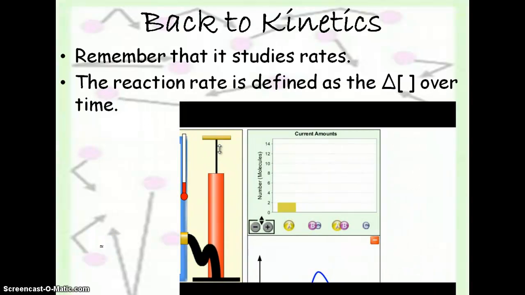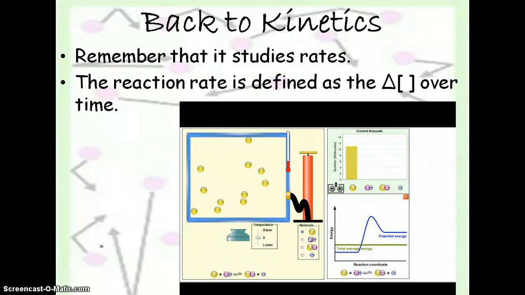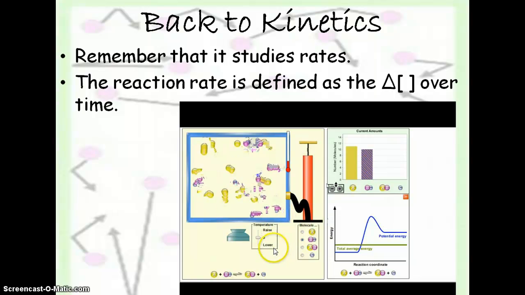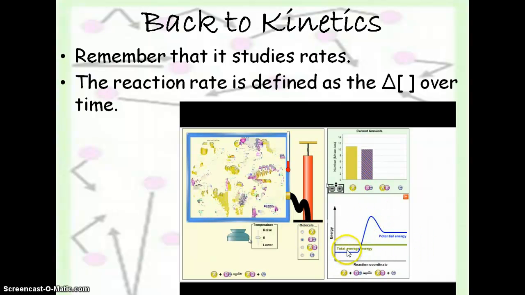All right, so just getting back to the general idea of kinetics here, remember that we're studying rates, and a reaction rate is defined as the change in concentration over time. So here in this little simulation below, you see that initially you just have this A and this BC, which are added in equal amounts at the beginning, and we're trying to form this AB and this C. And you see that we're starting at a low temperature, and here's our reaction coordinate diagram. So at this point, we're not producing enough energy to get anything going on.